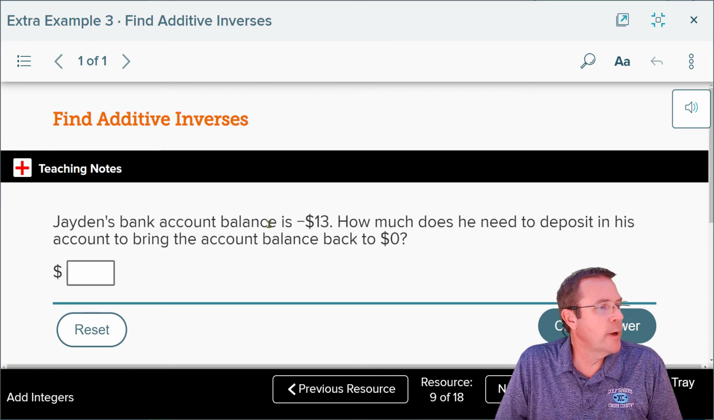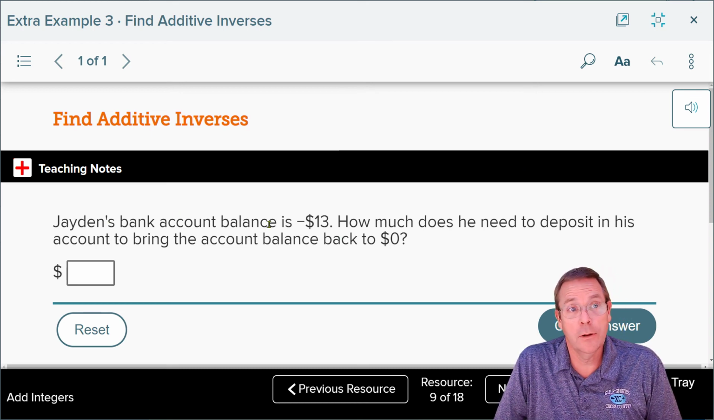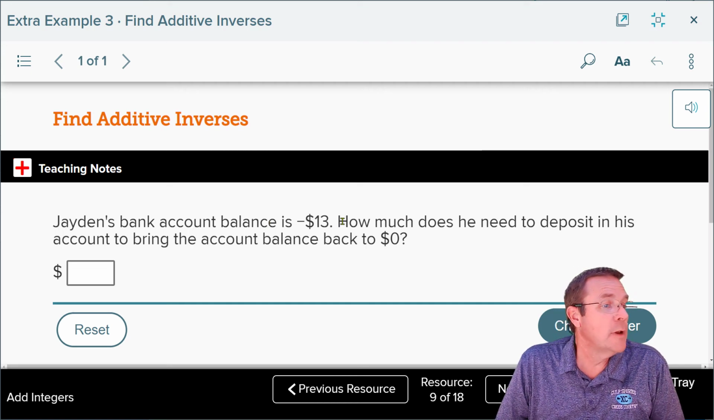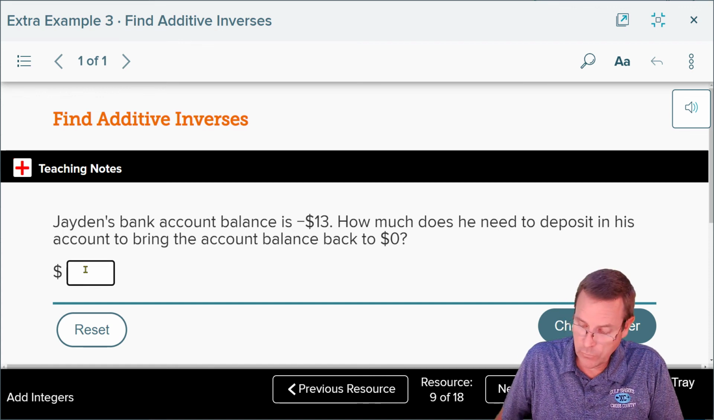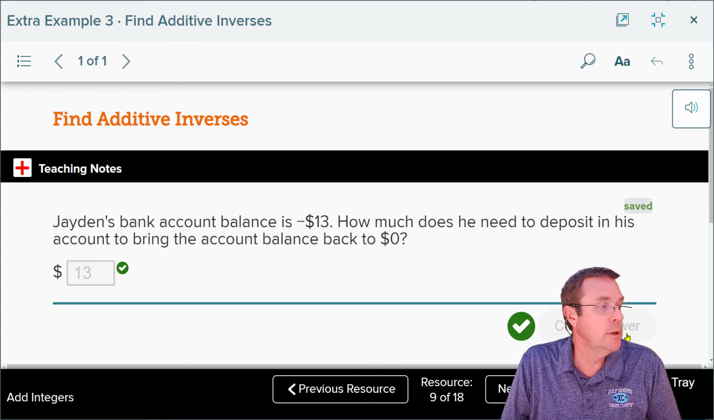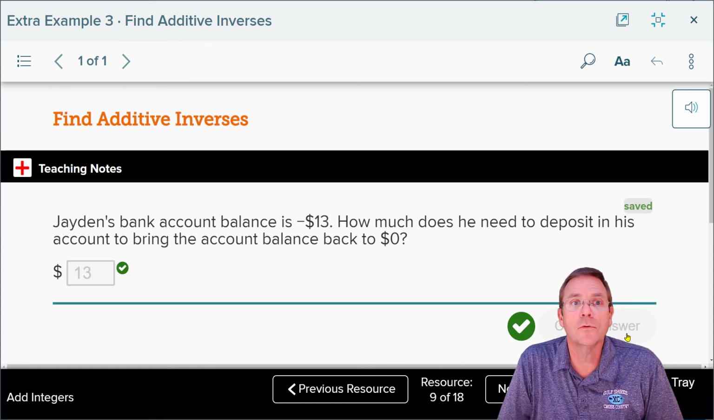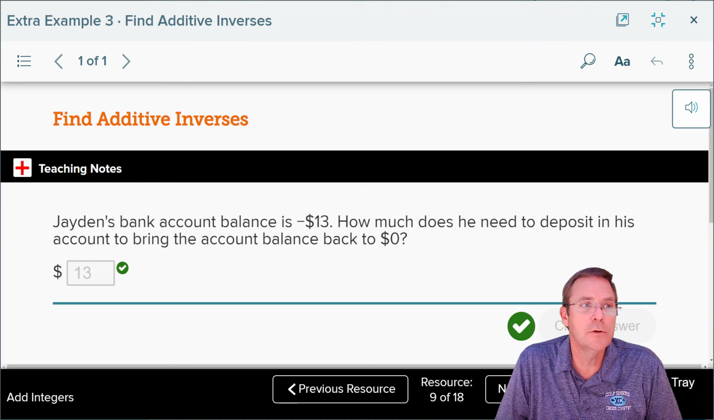Jaden's bank account balance is a negative $13. Jaden bounced a check. Bad Jaden. How much does he need to deposit in his account to bring it back to 0? Well, the additive inverse of a negative 13 is just going to be a positive 13. Check your answer. The answer checks. It really is that easy to do these.